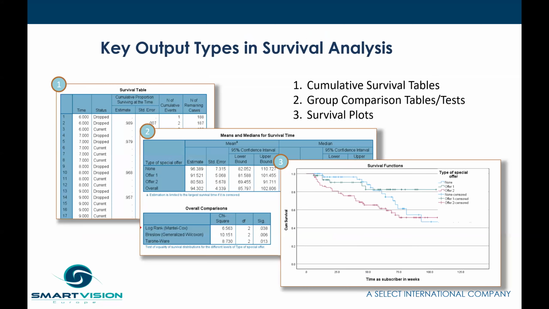So there are three different output types from survival analysis. I'm just breaking it into three groups here to make it easier for you. One is what we call survival tables. These are cumulative survival tables. They're just tables that show you what proportion of patients experienced this event at a certain point in time. The second one is group comparison tables or tests. These are usually statistical tests to find out if one treatment works versus another treatment.